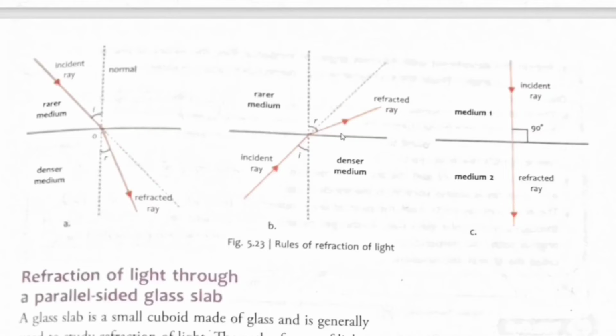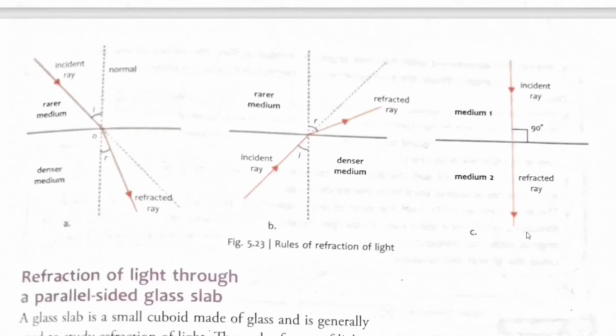Here you see, students, it is the original path from which the refracted ray deviated in the rarer medium, and the refracted ray bends away from the normal. And this time, the value of the angle of incidence is less than the value of the angle of refraction.